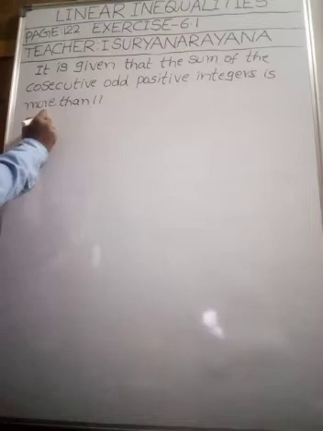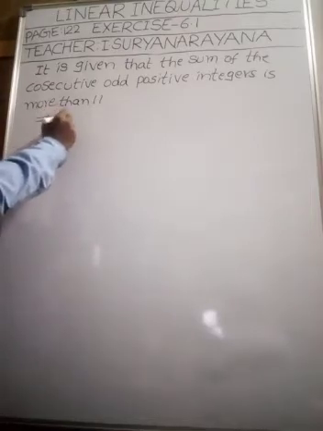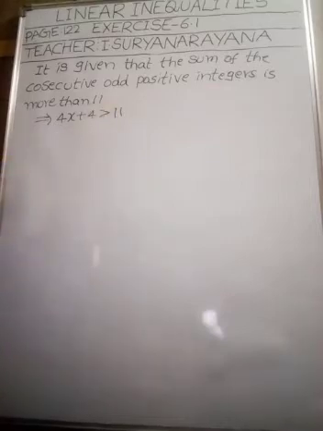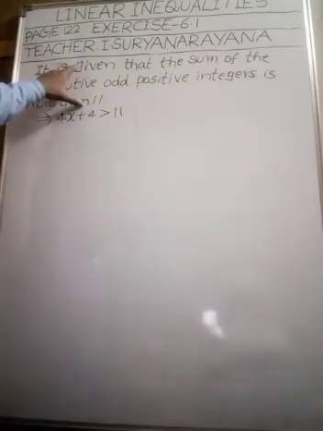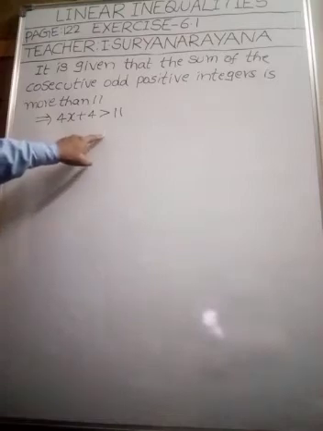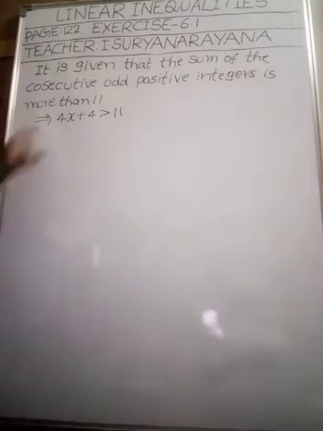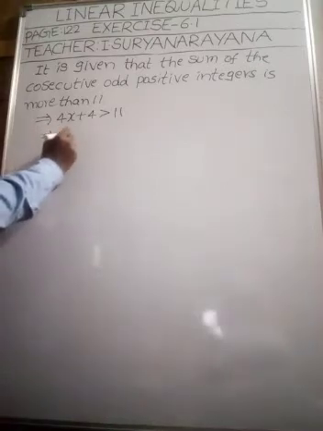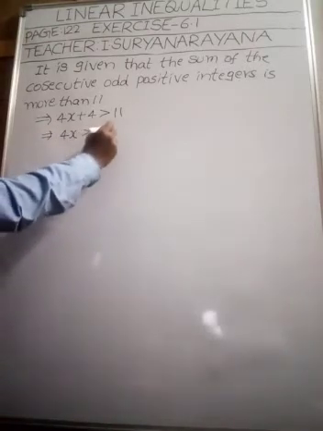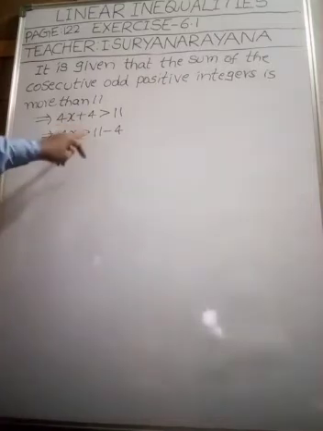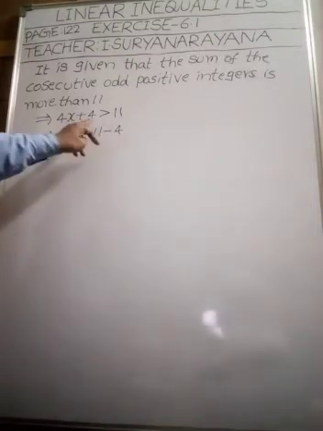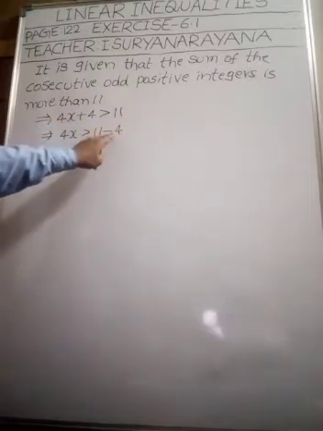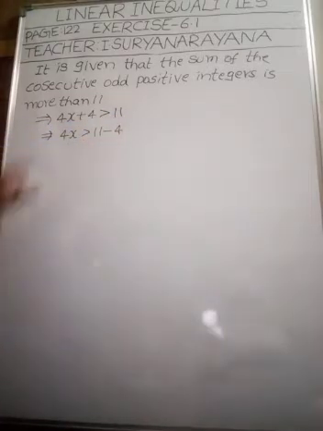So this implies, we wrote this inequality by using this condition. Understood this inequality, my children? Right. Now let us solve this inequality. This implies 4x is greater than 11 minus 4. Just we are transposing plus 4 to RHS. Then it becomes minus 4. Okay, my children? Understood this step?